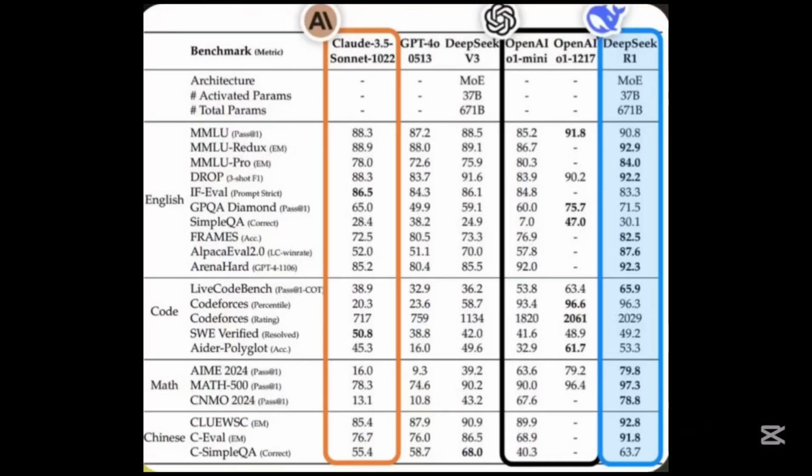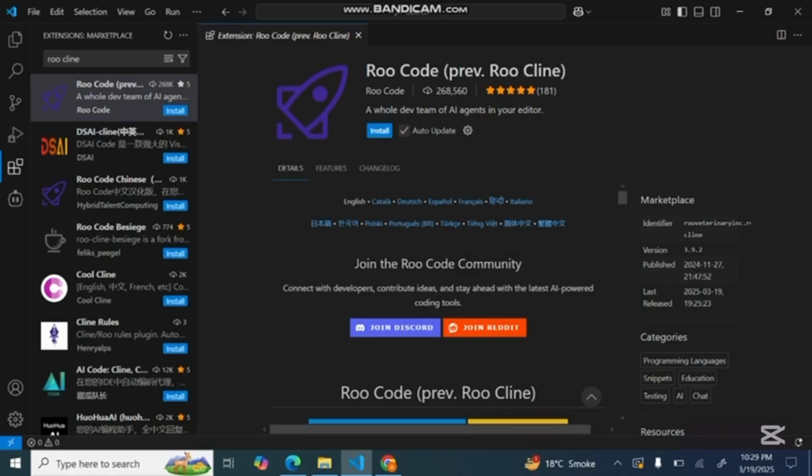DeepSeek is working quite well compared with other models. Here you can see that DeepSeek is beating Claude 3.5 and OpenAI. You can see that it's doing so well. Roo Code with this new modification has beaten Cline, and using both Roo Code and DeepSeek together will change your life.